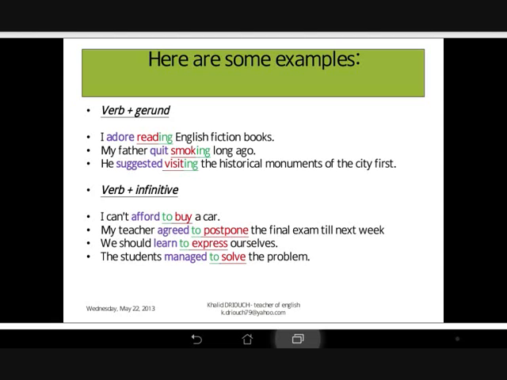And remember that because you might need it, or we will see it in the lesson of reported speech in another unit. Now, let's move on to verb plus infinitive. Some examples. I can't afford to buy, not buying, but to buy because we have the verb afford. My teacher agreed to postpone the final exam till next week. We should learn to express ourselves. The infinitive is to express because we have the verb learn before. The last example, the students managed to solve the problem.